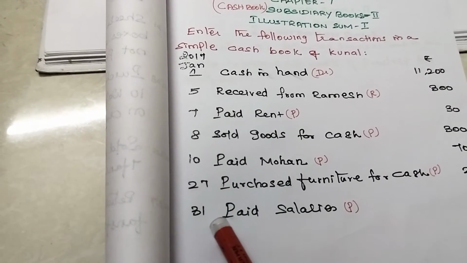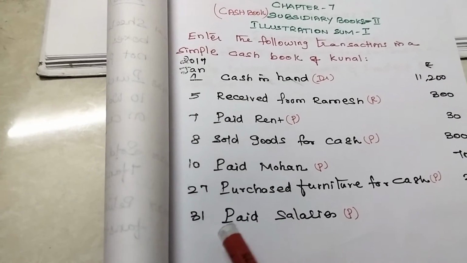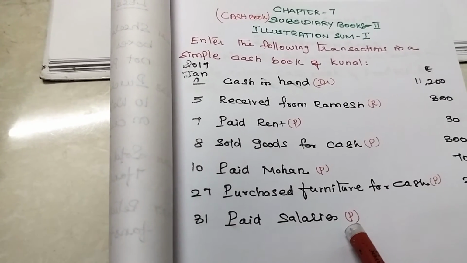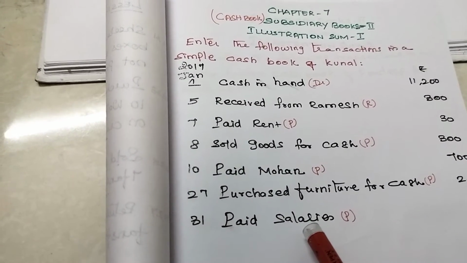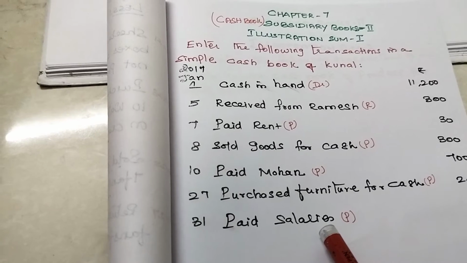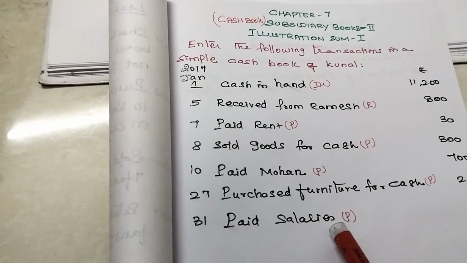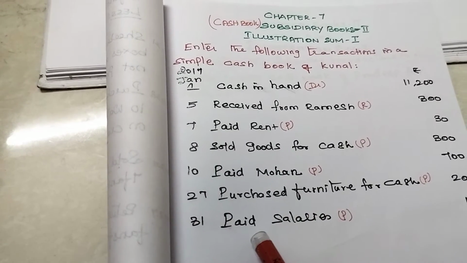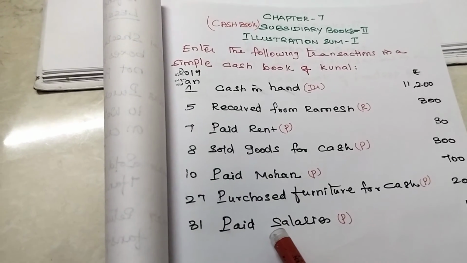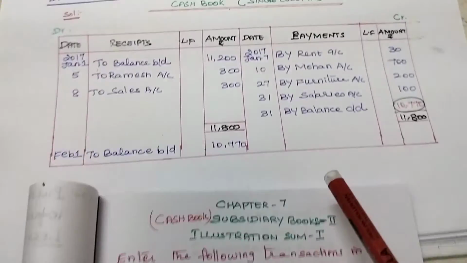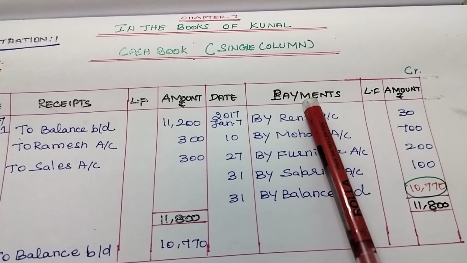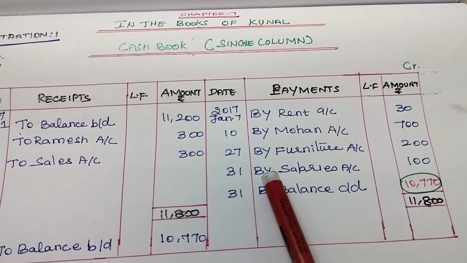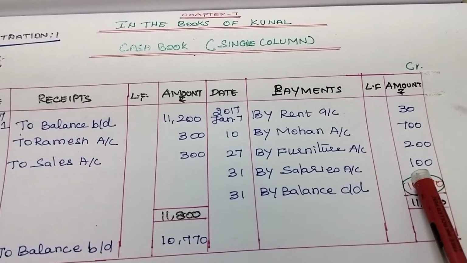Then January 31, paid salaries. Paid salaries means payment. Whenever you pay salaries in cash, your cash account decreases, and whenever the cash account decreases, the cash account will be credited. So the credit side is the payment side. So January 31, By Salaries account, 100 rupees.